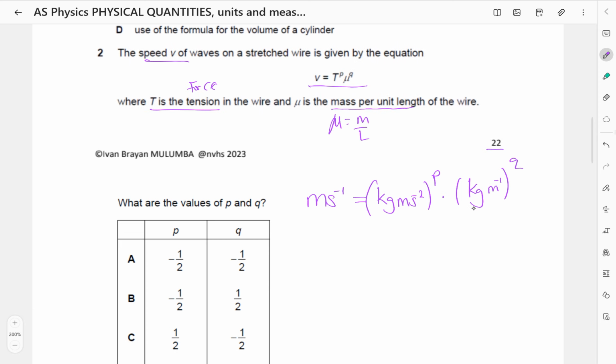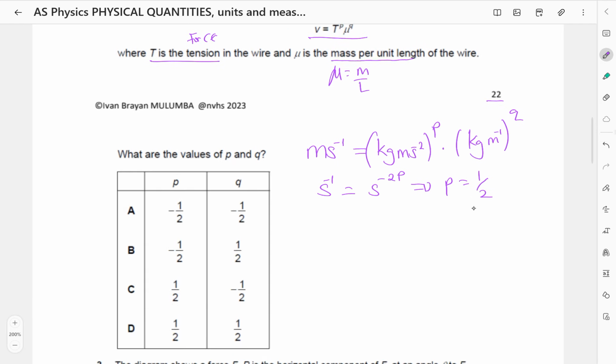I want to find p and q. To find p, I can use seconds. On the left hand side I have s to the power -1, and on the right hand side I have s to the power -2p, which means that p is going to be equal to 1 over 2. I equate the powers mathematically. So p is positive 1 over 2. That means I eliminate A and B because those are negative.